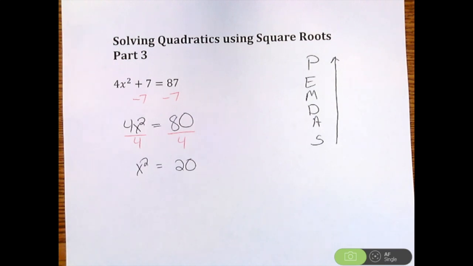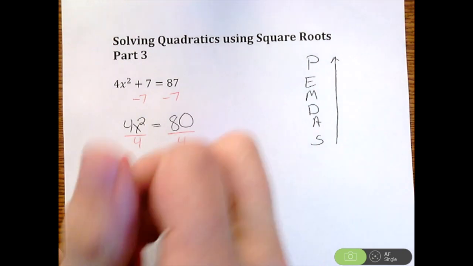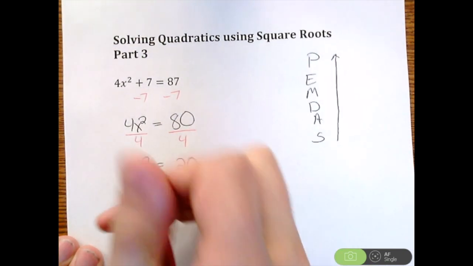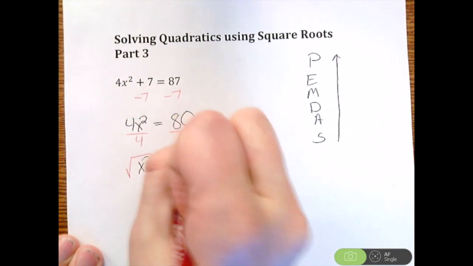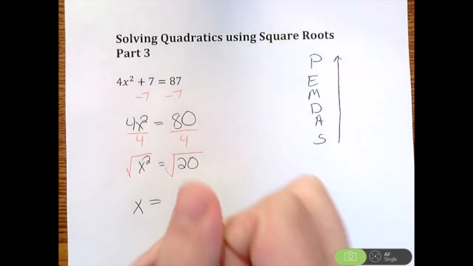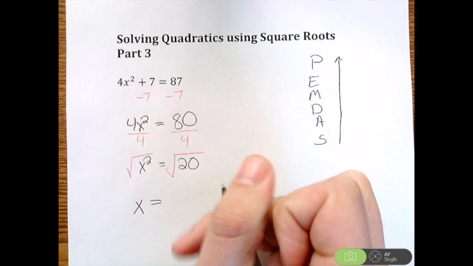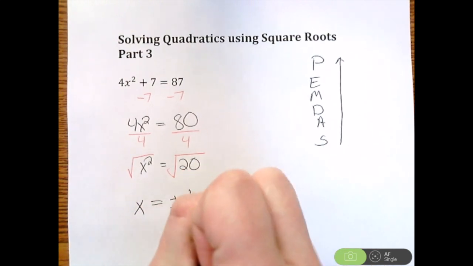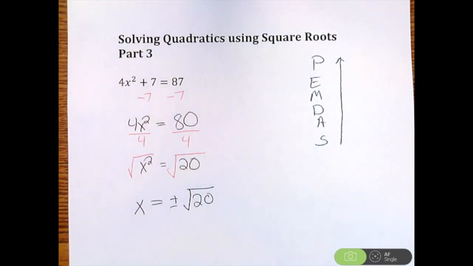So it should be kind of business as usual at this point. A lot of the same process. To finally get the x by itself, we're going to take the square root, because square root and square are inverses, and we get x. We're taking the square root of a positive number, so I know I'm going to get an answer of plus or minus the square root of 20.